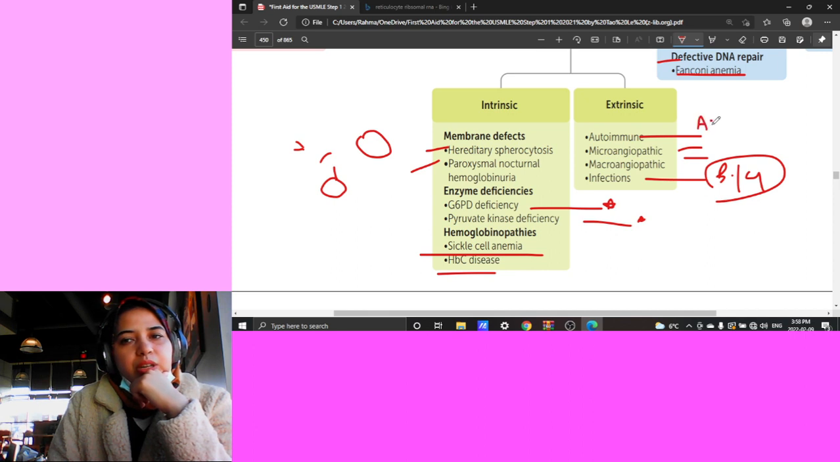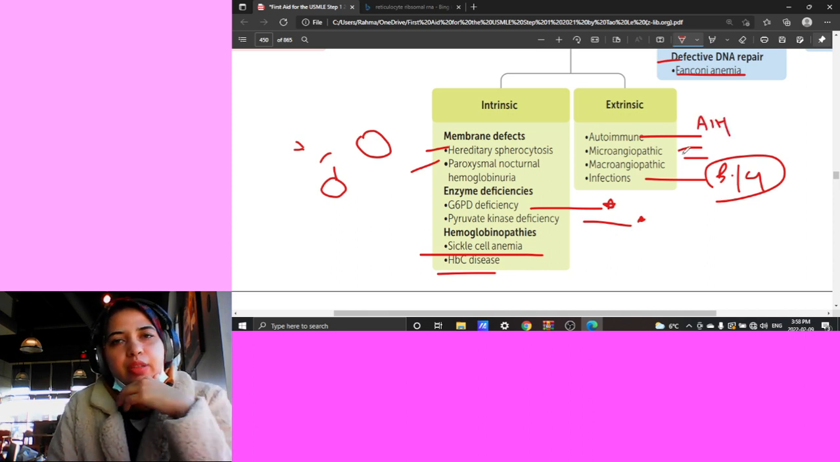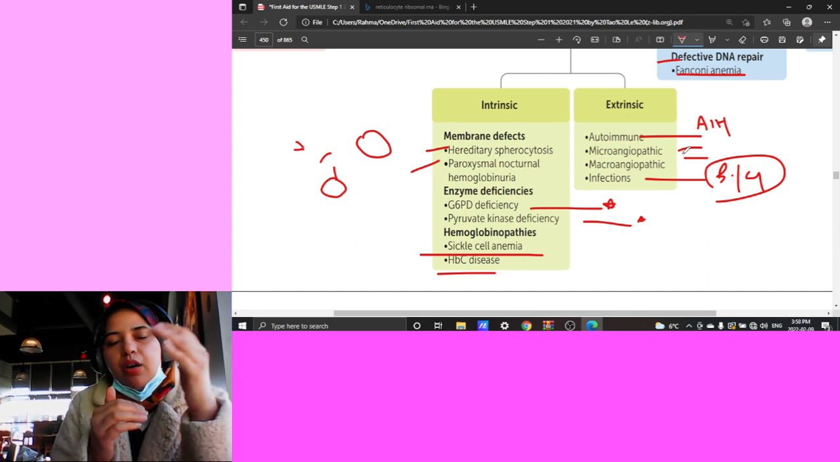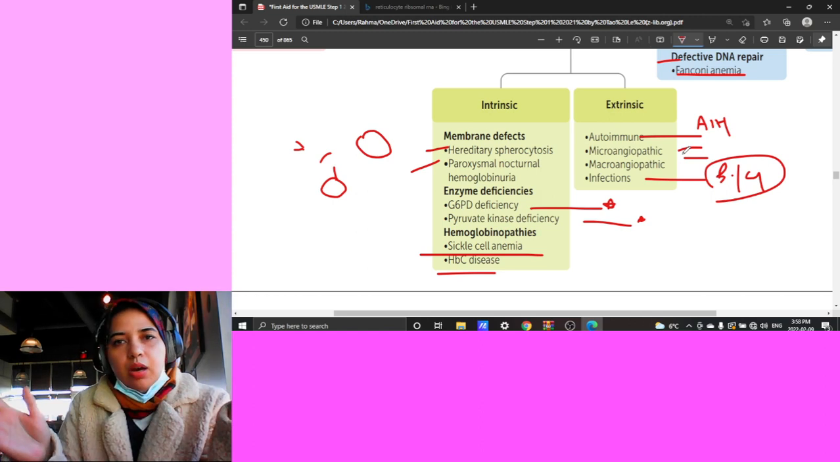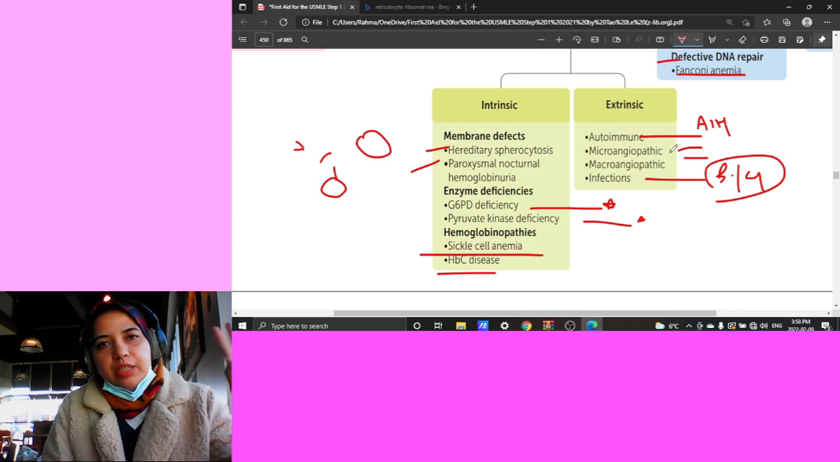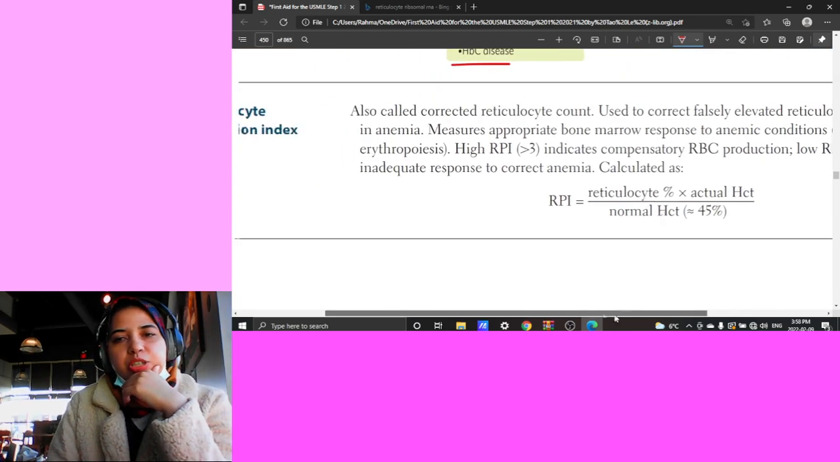Having autoimmune hemolytic anemia, or micro or macroangiopathic, right? Am I dealing with something like a heart valve, where as the blood is passing through it, the cells are being destroyed? Or am I dealing with thrombosis all over the body, which causes red blood cells to pass through it and get injured and damaged? Those are the questions I need you to ask yourself.